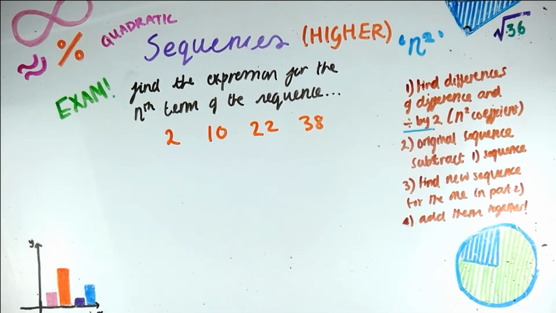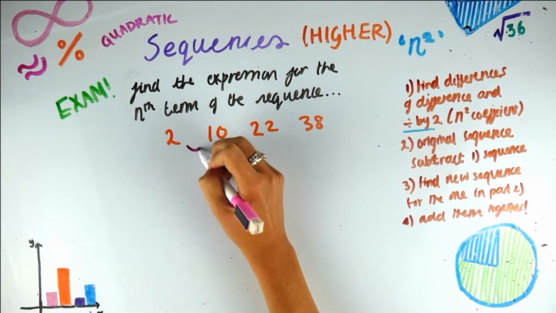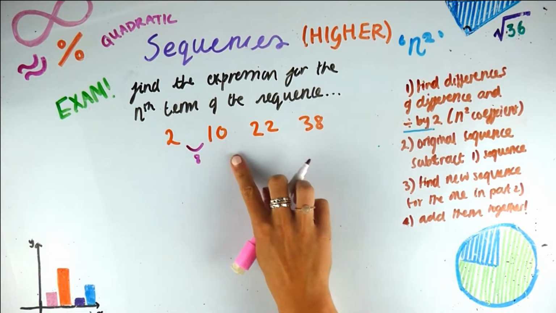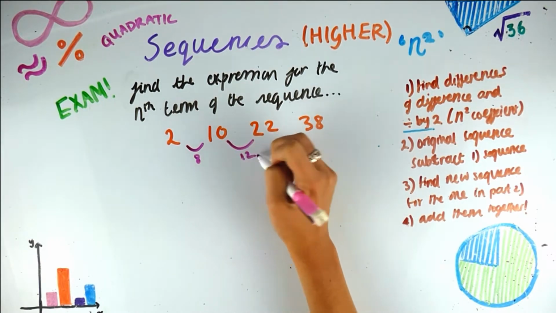Okay, so find the expression for the nth term of this sequence, so 2, 10, 22, 38. So first of all, we're going to look at, is it a quadratic sequence? So what's the difference here? We have a difference of 8. From 10 to 22, we're adding 12.